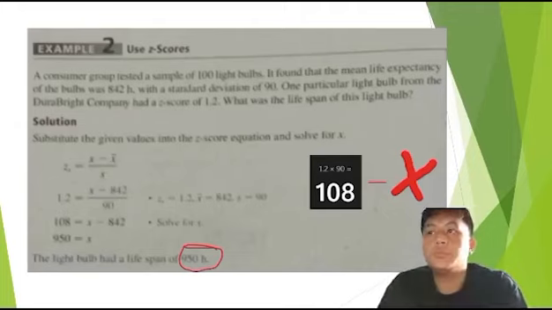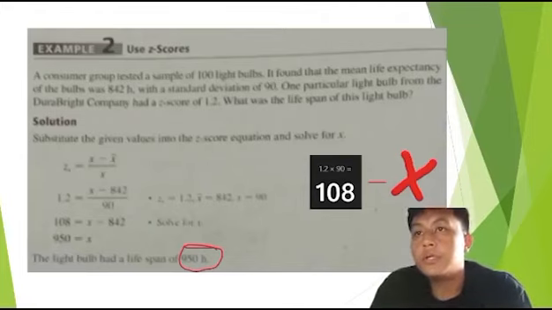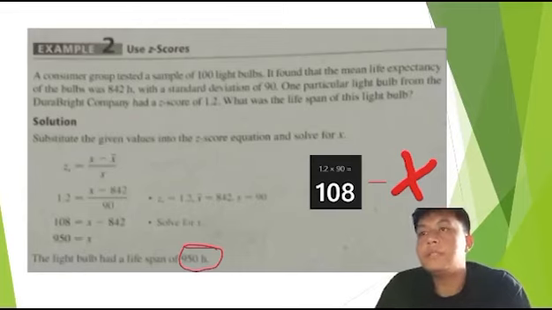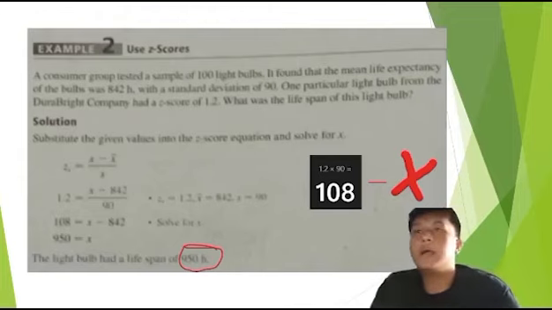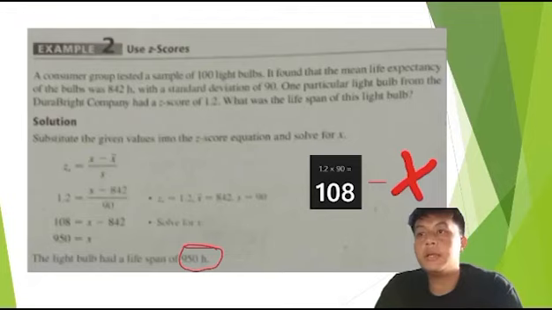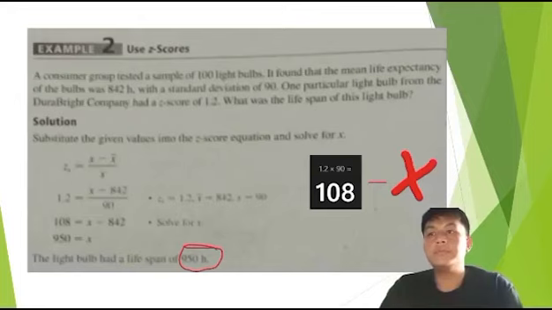Now, solution natin dito is z-score equals x minus mean over standard deviation. Z-score equation, solve for x. Z-score natin is 1.2. Ito naman sa 1.2 equals x minus 842 over 90. Ang 842 natin dito is the mean. Ang 90 naman is the standard deviation.